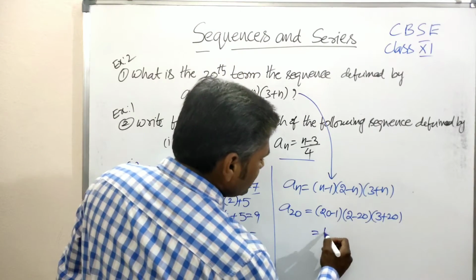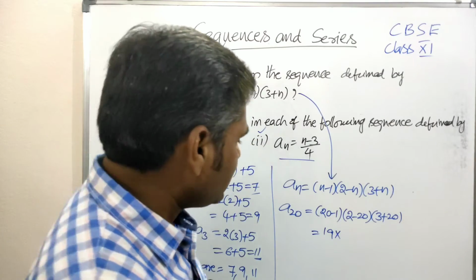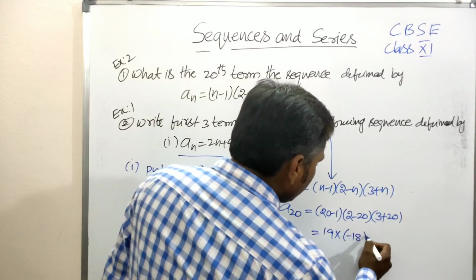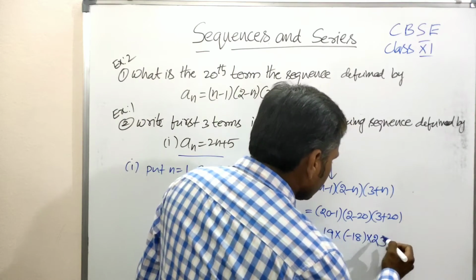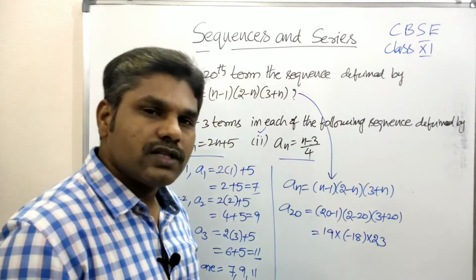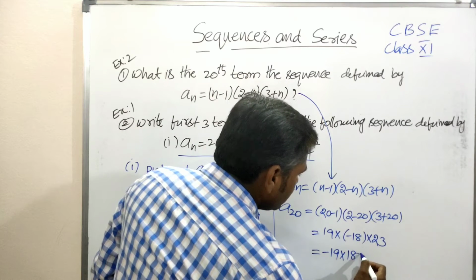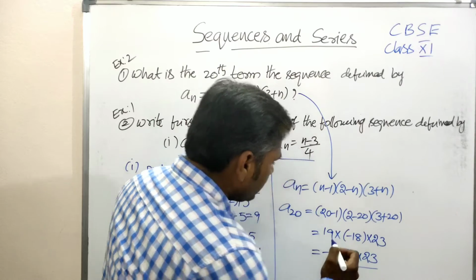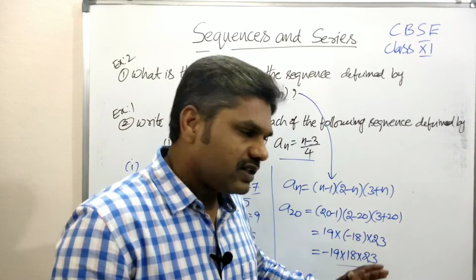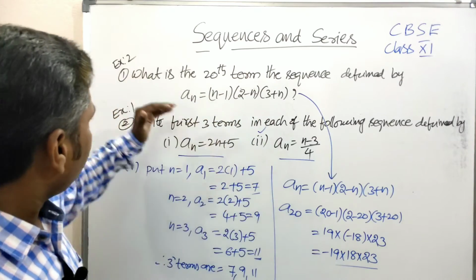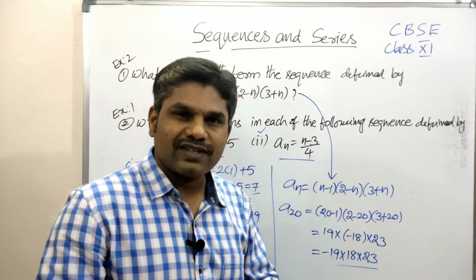So 20 minus 1 is nothing but 19. 2 minus 20 is minus 18, putting it in brackets, into 23. If you multiply all this, you will get minus 19 into 18 into 23. If you multiply all these 3 numbers, then you will get the answer, that is the 20th term of the given sequence. Is it easy or not?